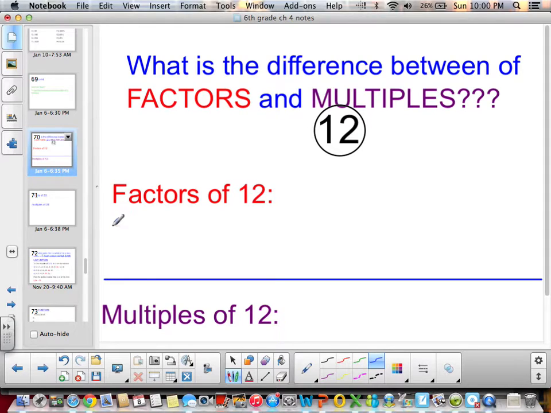So the factors of 12, remember, are 1 and 12. Remember, we go from lowest and then our greatest would be 12. And then we know that there's 2 and 6 and 3 and 4. So those are our factors. These numbers can be multiplied by another number, or a factor multiplied by another factor, to get 12.